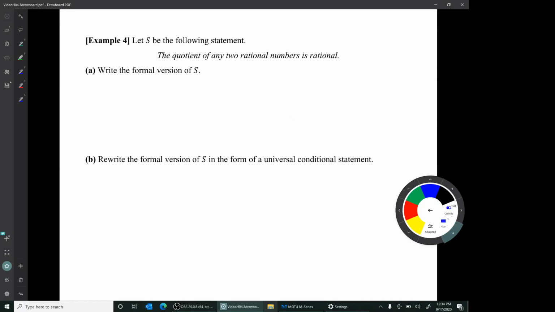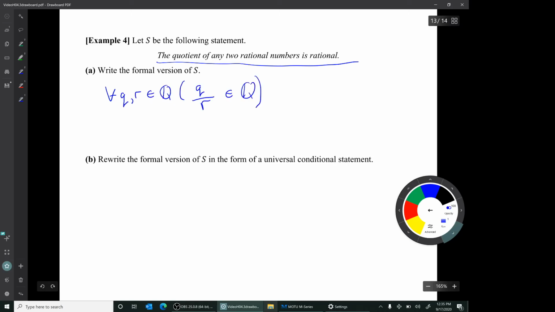Statement S in this example is: the quotient of any two rational numbers is rational. Question A says to write the formal version of that. So the formal version is: for all rational numbers q and r, q over r is rational. Let's rewrite this in the form of a universal conditional statement.